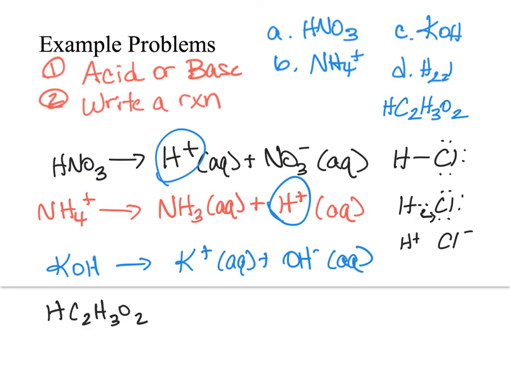Okay, and lastly, HC2H3O2. We're always going to look at the hydrogen that's by itself. That's the one that is going to be removed. So we get C2H3O2 negative. Remember, the electron stays behind, plus hydronium. You'll have some examples like this in class to practice on writing acid-base equations. And then we'll go to calculations next.